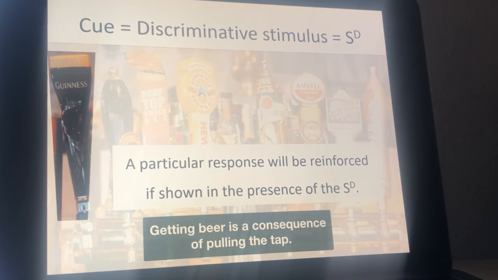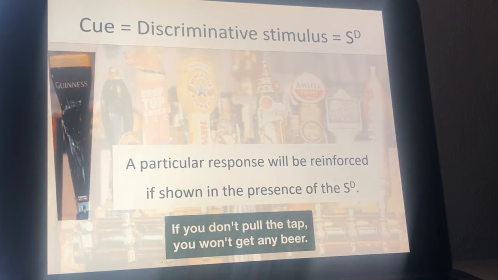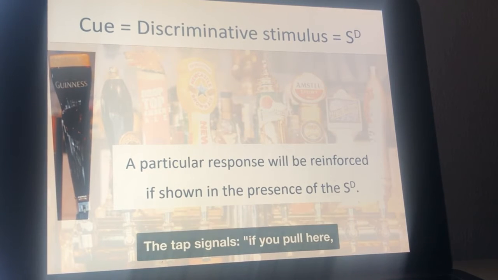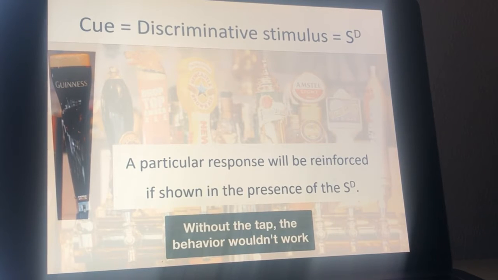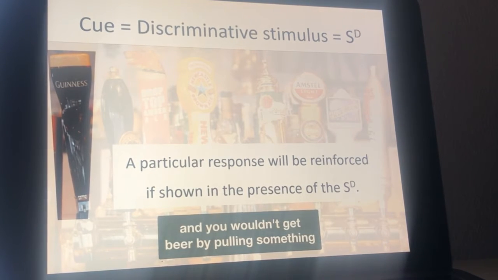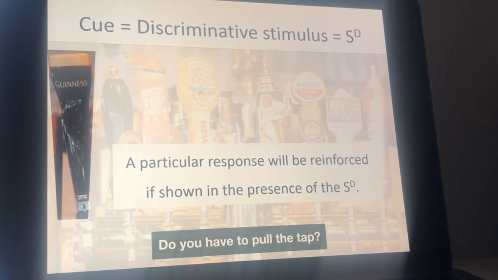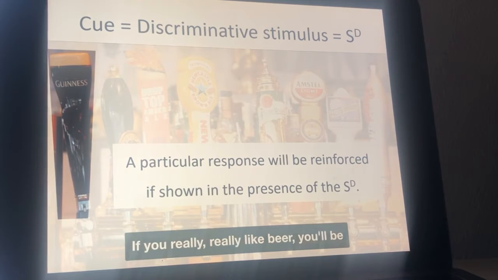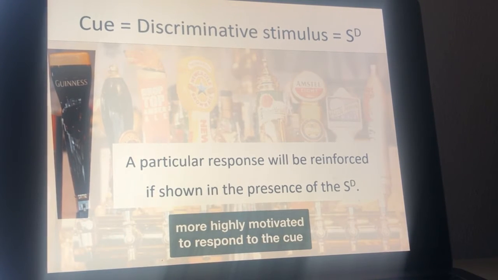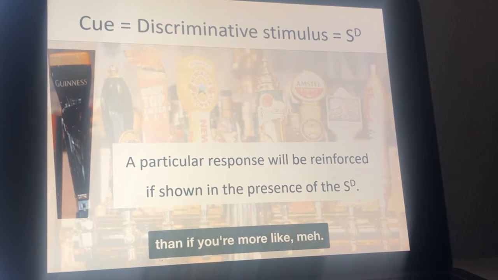Getting beer is a consequence of pulling the tap. If you don't pull the tap, you won't get any beer. The tap signals, if you pull here, you will get beer. Without the tap, the behavior wouldn't work, and you wouldn't get beer by pulling something other than the tap. Do you have to pull the tap? No. Maybe you don't like beer. And the strength of the cue is related to the strength of the reinforcer. If you really, really like beer, you'll be more highly motivated to respond to the cue than if you're more like, meh.